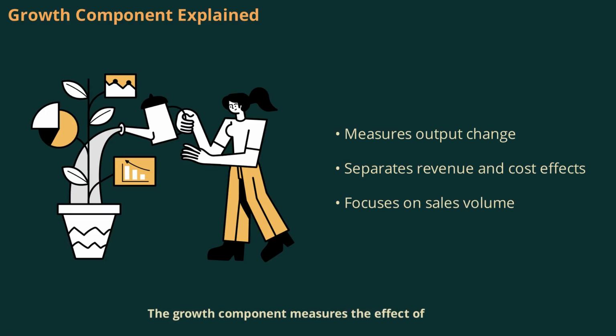The growth component measures the effect of changes in the quantity of output sold. When a company sells more units than the previous period, both revenue and costs are affected. The revenue effect of growth is calculated by multiplying the increase in units sold by the previous year's selling price. On the cost side, both variable and fixed costs are considered, using formulas that account for changes in input requirements and capacity. This analysis helps management understand.